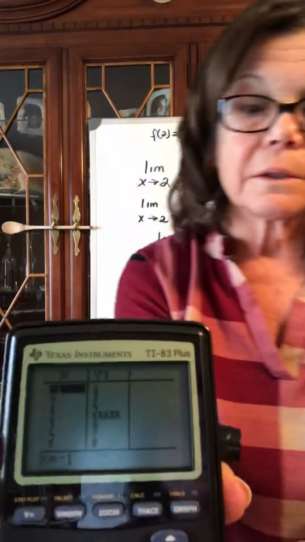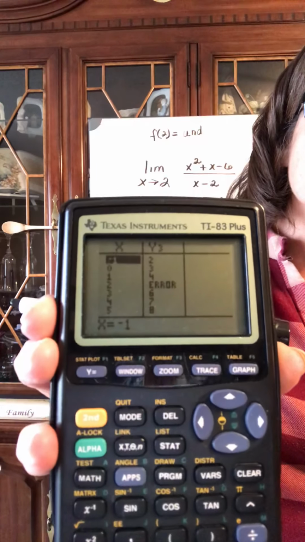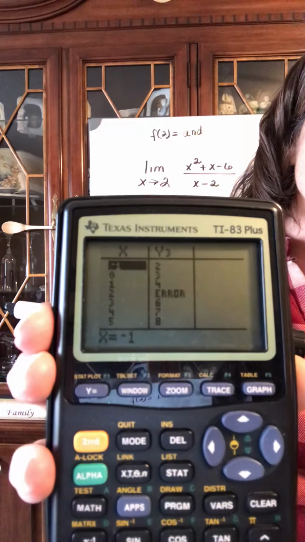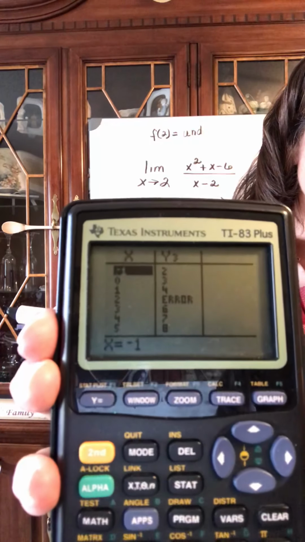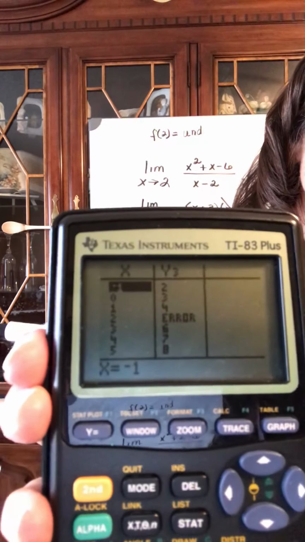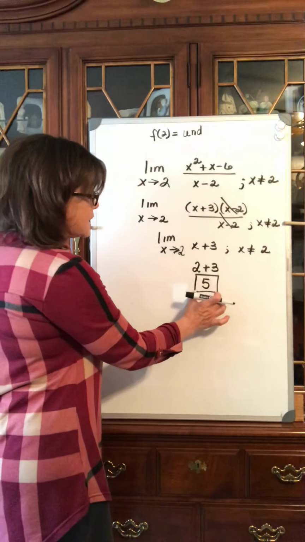When you look at your table of values here, as x is approaching 2 from the left, it's coming to a y value of 4. As x is approaching 2 from the right, it's coming to a y value of 6. Even though the function is undefined at an x value of 2, from the left and the right, it's coming to the same y location, which is y location of 5. So the limit is 5.